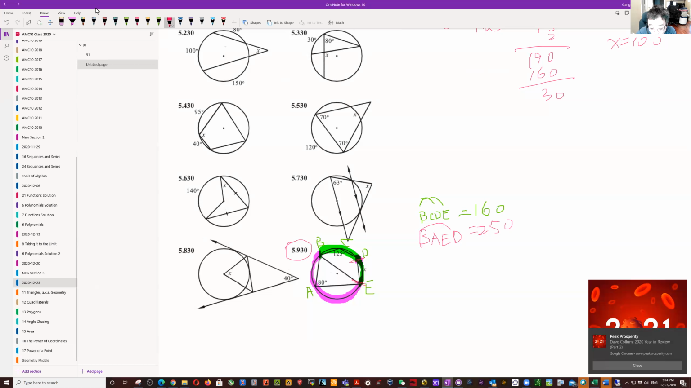Only overlapping part is X. So basically you add those two numbers, then minus 360, that's going to be the answer for this problem. This is 410. If you add it, minus 360, that's going to be 50. So X equals 50.